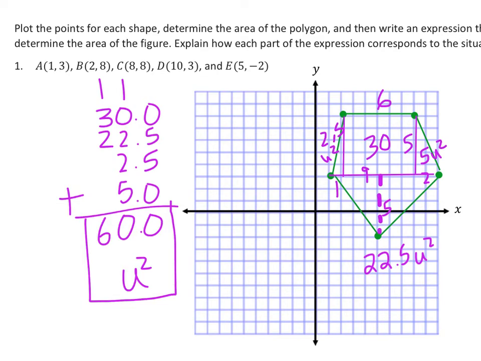So again, we're plotting the points. We then cut the shape into the shapes we can find the area of, aka rectangles and triangles. Then we use the lines to help us, and we calculate the area of each individual figure that we created within the main figure and add them together. So how does each part of the expression correspond to the image? 30 represents the area of the rectangle within the pentagon. 22.5 represents the area of the triangle within the pentagon. 2.5 represents this triangle, and 5 represents this triangle. And then adding them together means that we are finding the total area of the entire figure.